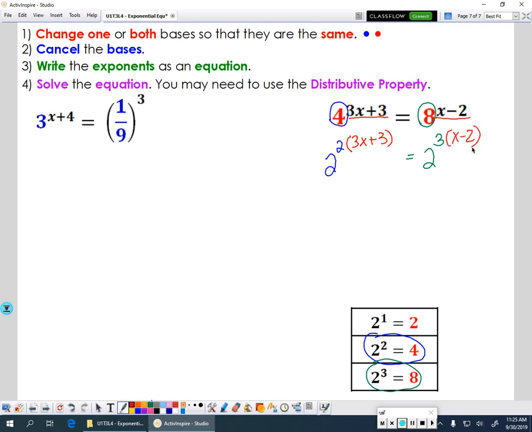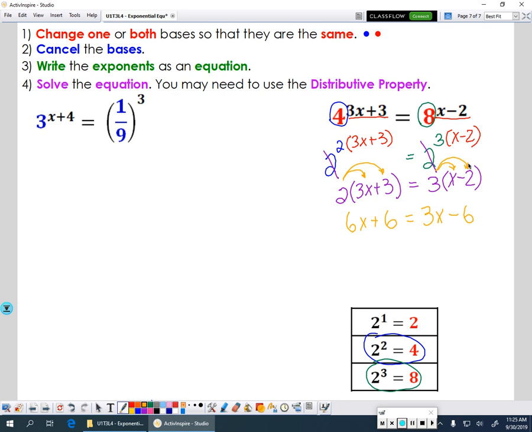Okay, so now let's cancel out these powers of 2 and rewrite these exponents as their own equation. So I've got 2 times 3x plus 3 equals 3 times x minus 2. We have to use our distributive property here, and we actually have to distribute on both sides. So I'm going to end up with 6x plus 6 is going to be equal to 3x minus 6. All right, so now let's solve this.